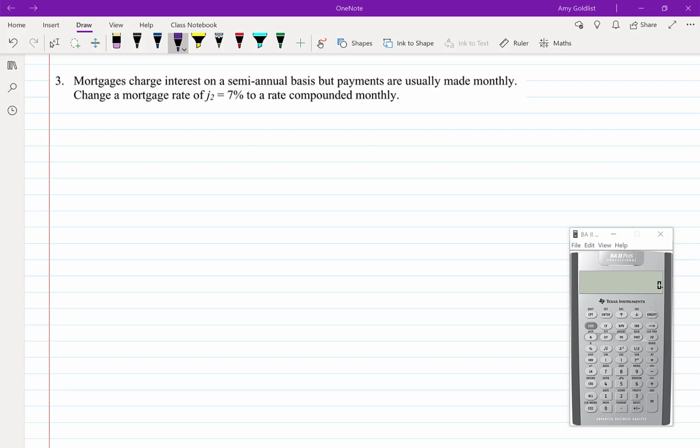Mortgages charge interest on a semi-annual basis, but payments are usually made monthly. Change a mortgage rate of J2 equals 7% to a rate compounded monthly. We're going to come back to this again when we start talking about mortgages.